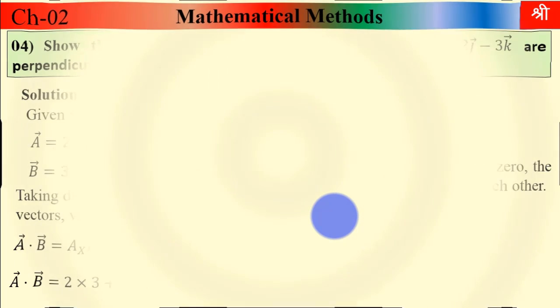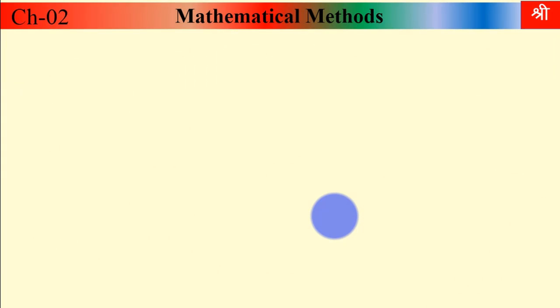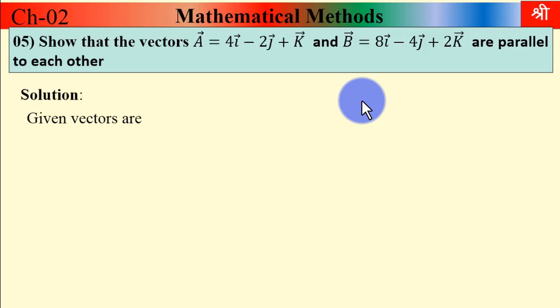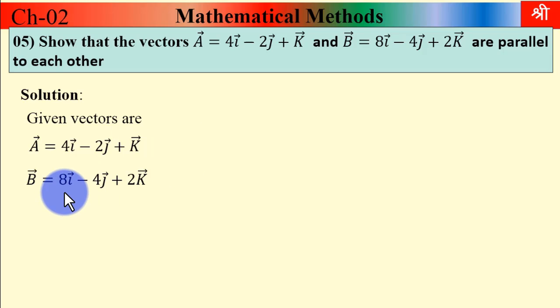Next example number 5. Show that the vectors vector a equal to 4i minus 2j plus k and vector b equal to 8i minus 4j plus 2k are parallel to each other. How to solve this? Given vectors are vector a is 4i minus 2j plus vector k and vector b equal to 8i minus 4j plus 2k.